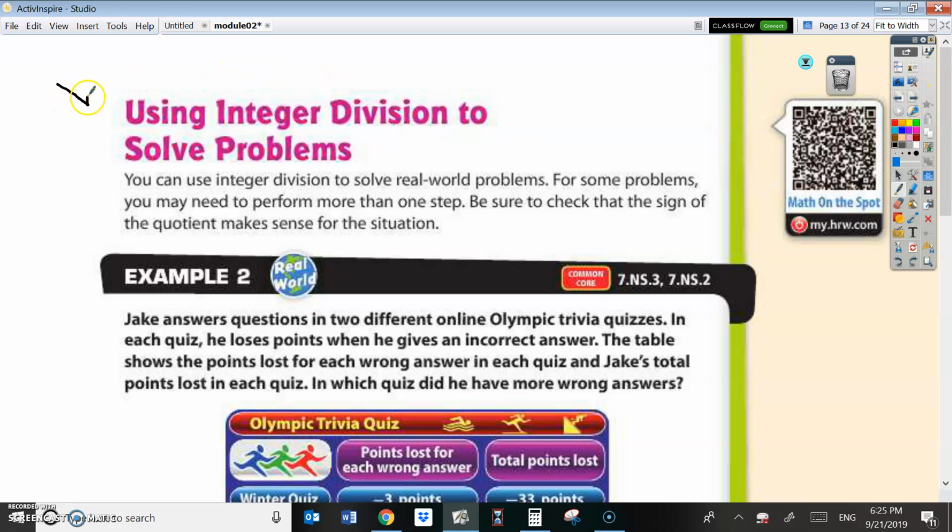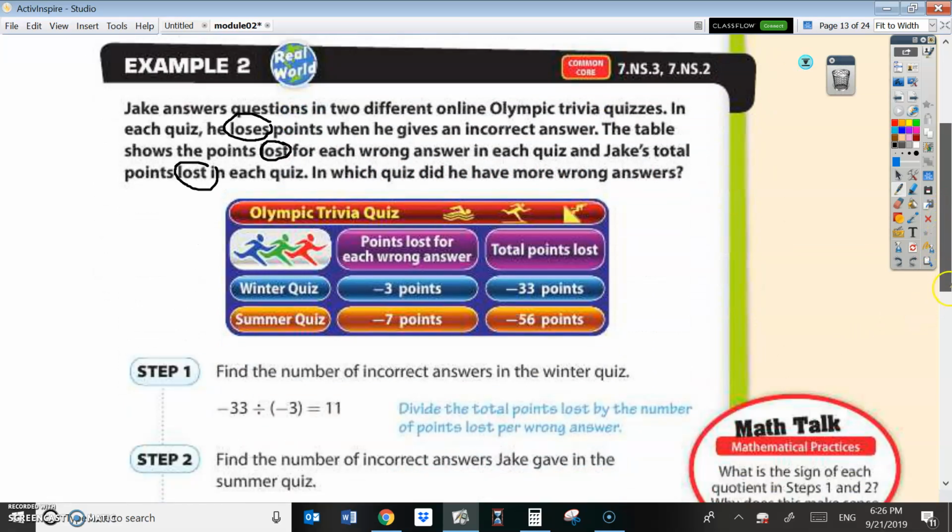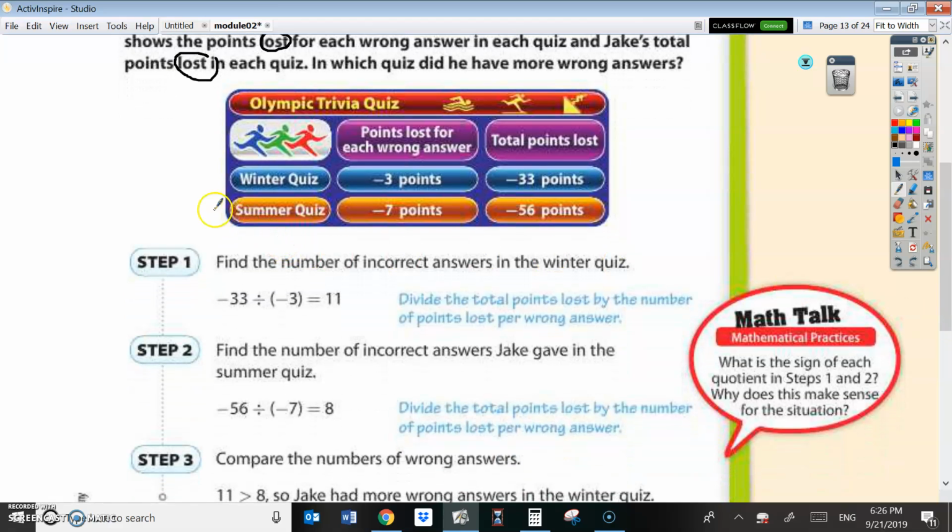Using integer division to solve problems. Jake answers questions in 2 different online Olympic trivia quizzes. In each quiz he loses points when he gives an incorrect answer. The table shows the points lost for each wrong answer in each quiz and Jake's total points lost in each quiz. In which quiz did he have more wrong answers? So the winter quiz and the summer quiz. Okay, these are the answers down here.